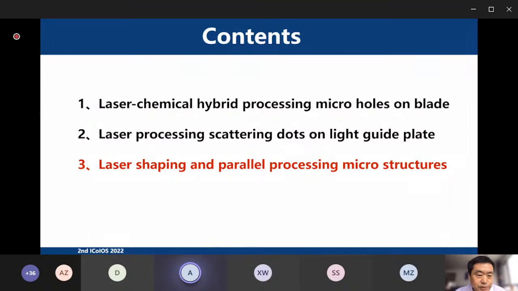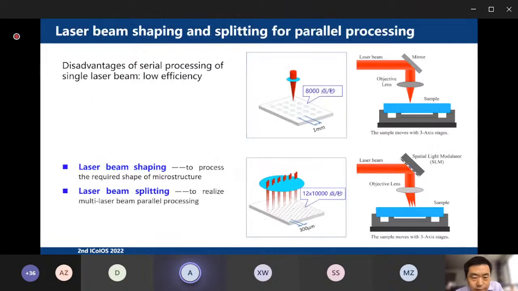And part 3 is laser shaping and parallel processing of microstructures. Next, please. Okay, because for the single laser beam serial processing, the efficiency is very low. So how to improve the processing efficiency is important. So we researched the laser beam shaping and the laser beam splitting to improve the micro processing efficiency. So next, please.